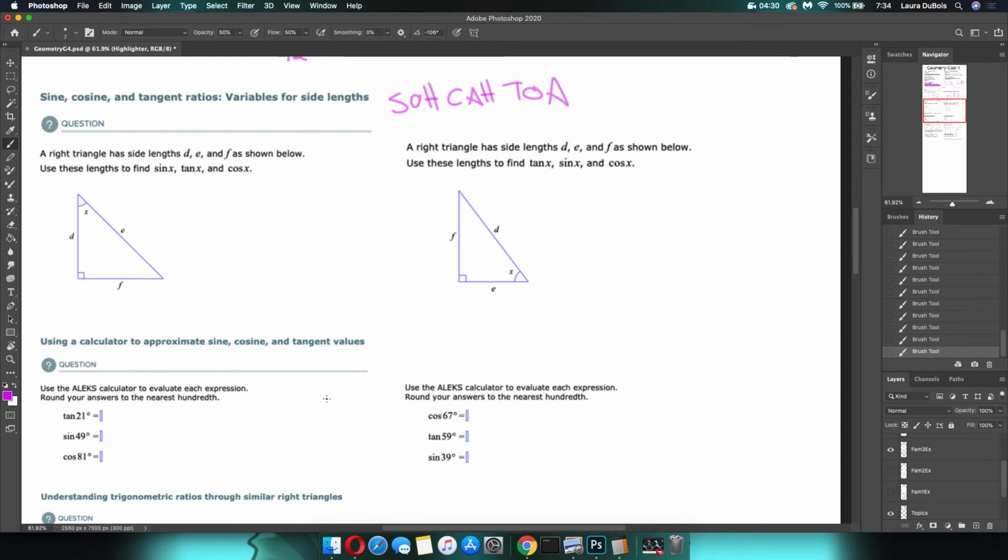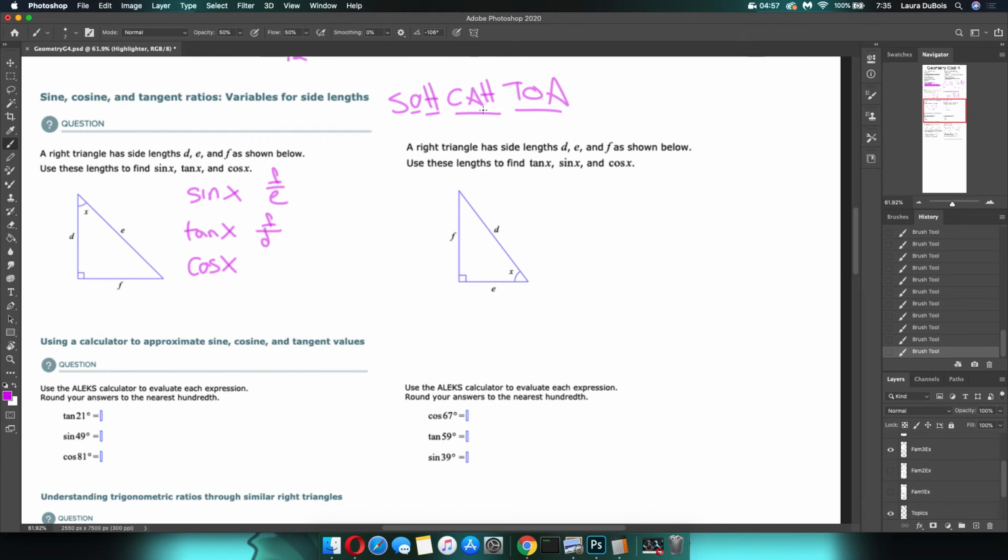So let's see here. There's our x, so we want sine x, tangent x, and cosine x. So sine is opposite over hypotenuse, opposite, which is f, over hypotenuse, which is e. Tangent is opposite over adjacent, so opposite over adjacent, which is d.